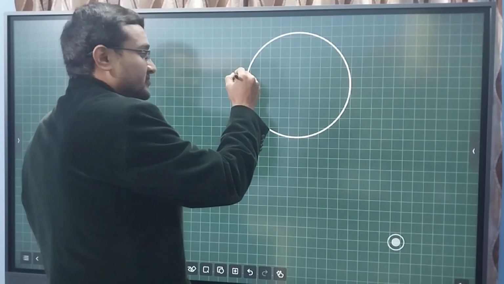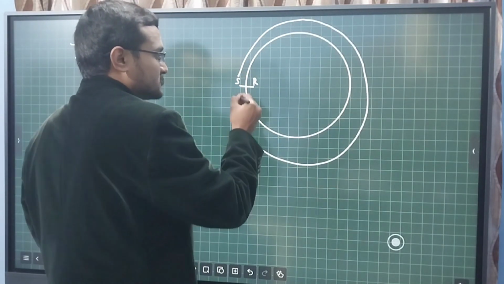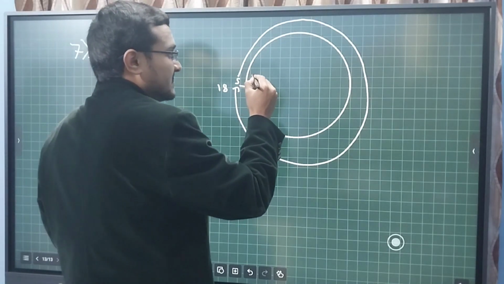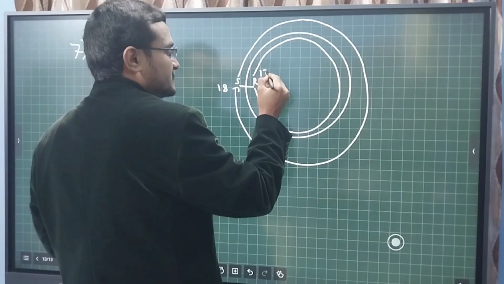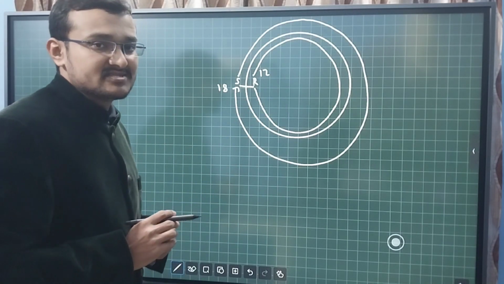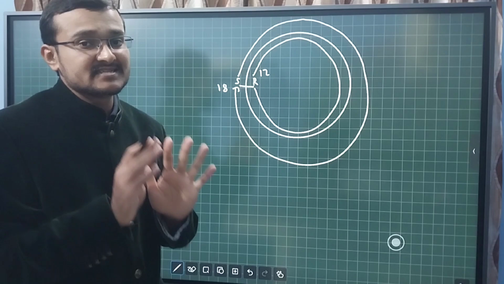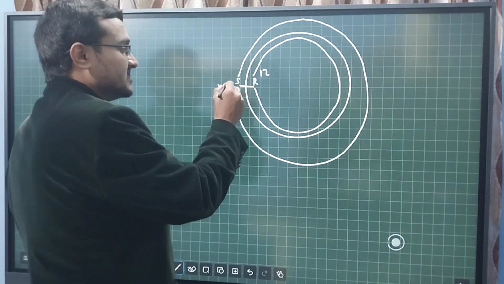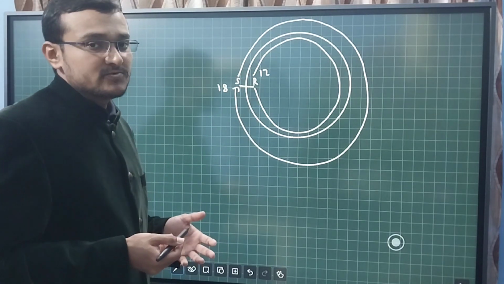Here Somika takes 18 minutes to drive through the circle, and Ravi takes 12 minutes to round the circle. So that means they are taking different times, but they are starting at the same position at the same time. Somika takes 18 minutes to finish, Ravi takes 12 minutes to finish.